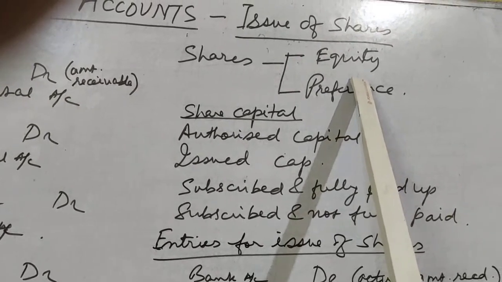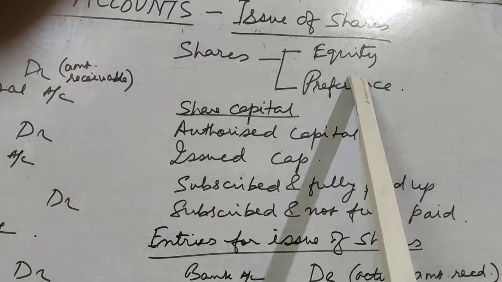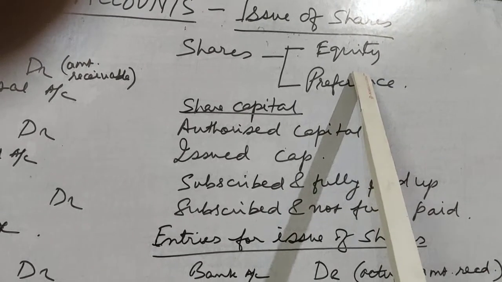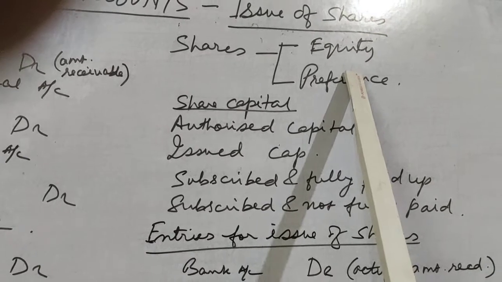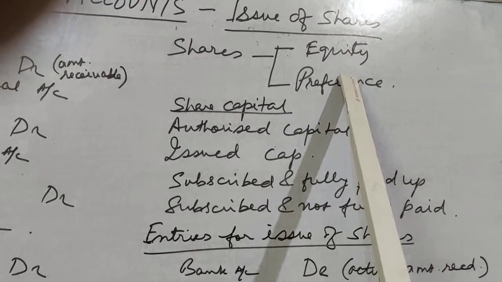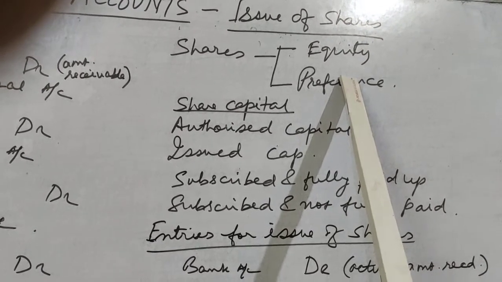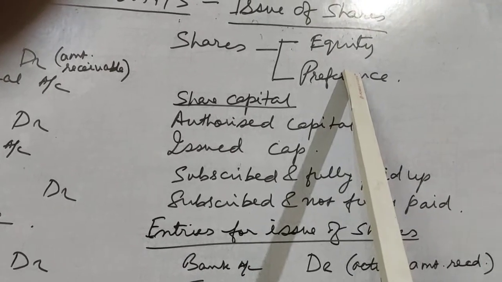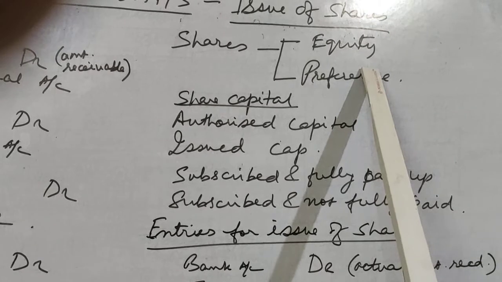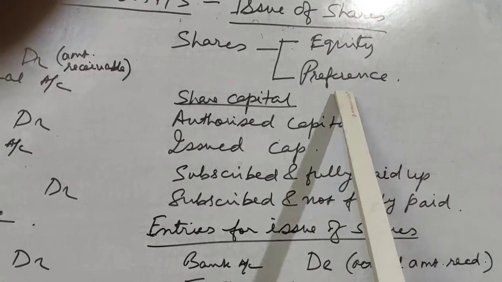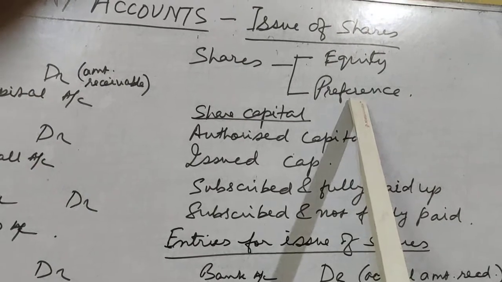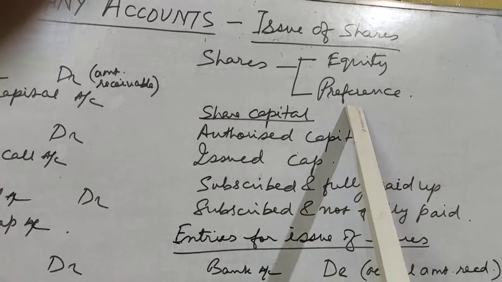That means the equity shareholders are the real risk takers. In times of good profits, they get better dividends, and in times when the company is not doing well, they do not get good dividends. So they are the actual risk takers. But the preference shareholders get the fixed rate of dividend whether the company earns profit or not.